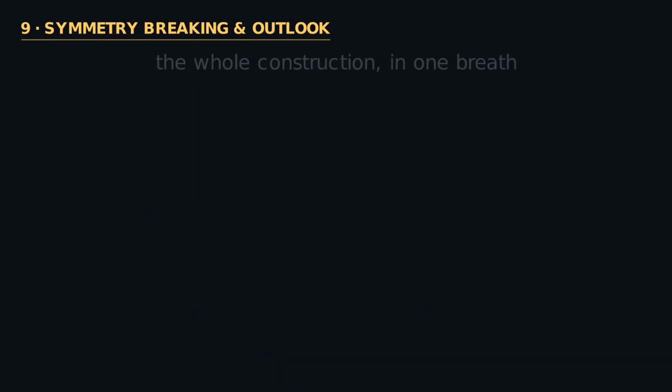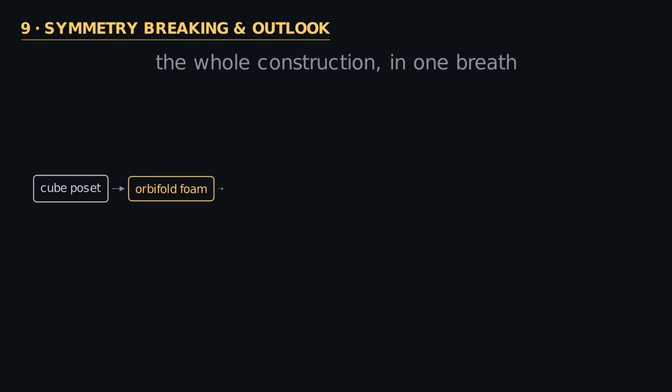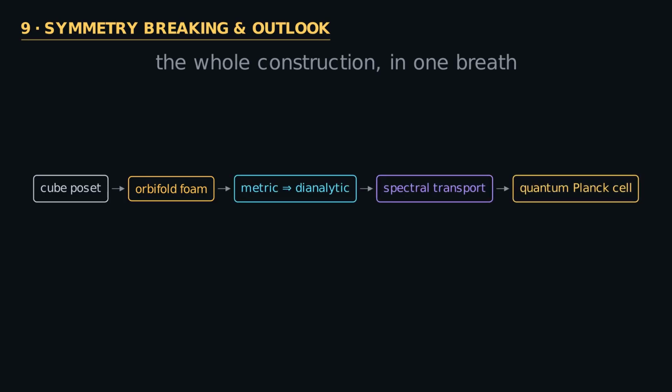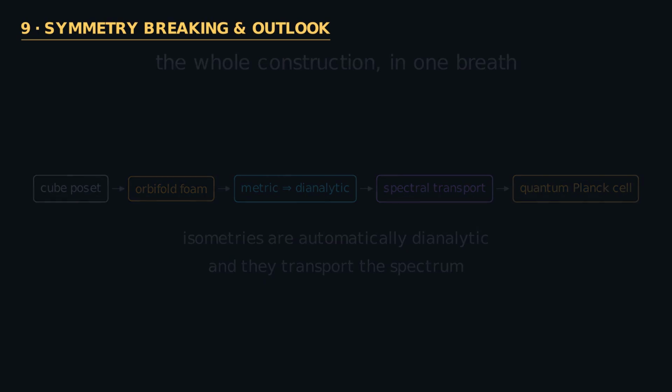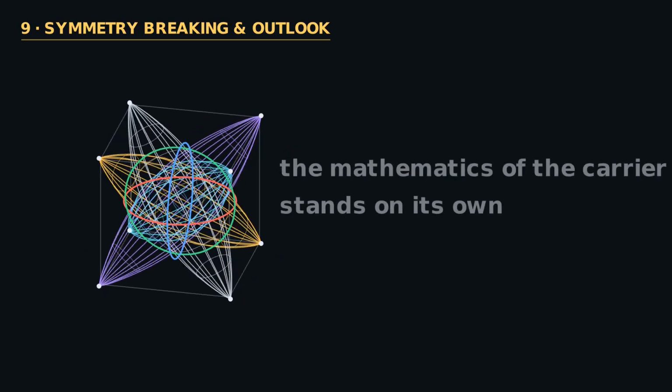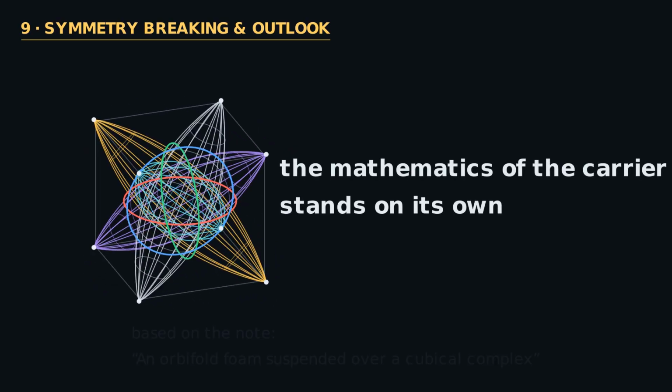So here is the whole construction in one breath. A cube poset gives a finite blueprint. Four football sheets turn it into a stratified metric phone. In dimension 2, the metric induces a Klein structure, so every piecewise isometry is automatically dianalytic. Isometries transport spectra, and quantum sector data turns the seed into a candidate Planck cell. Whether the universe is built from such cells is an open question, but the mathematics of the carrier stands on its own.